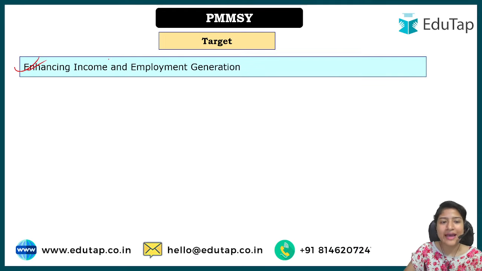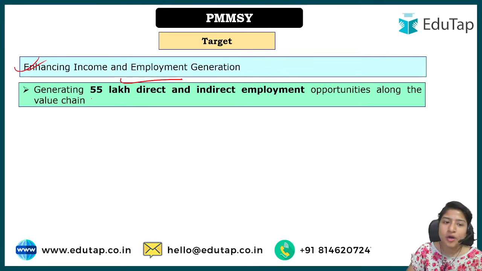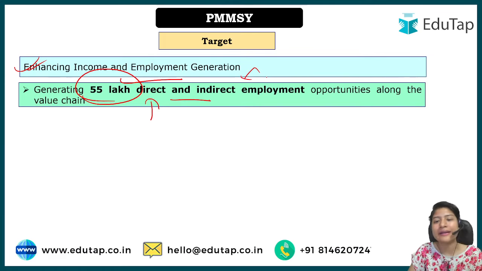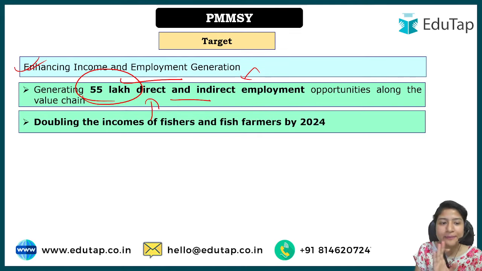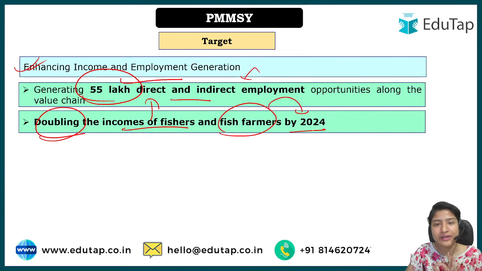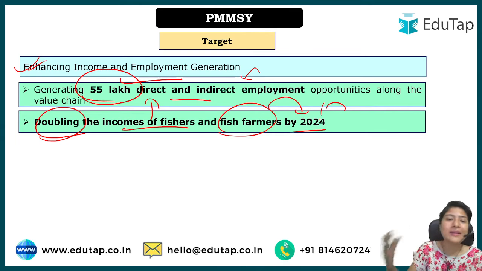And the third is enhancing income and employment generation. An important factor here: the government aims to generate 55 lakh direct or indirect employment opportunities with the help of this particular scheme. Okay? And the government is also focusing on doubling the fish farmers' income by 2024. We have to keep in mind, we are not talking about all the farmers, just the fish farmers. The government is aiming to double their income by 2024.